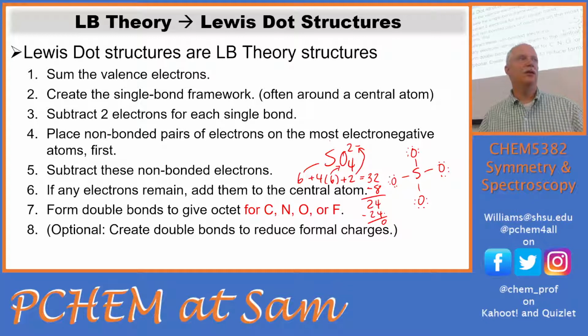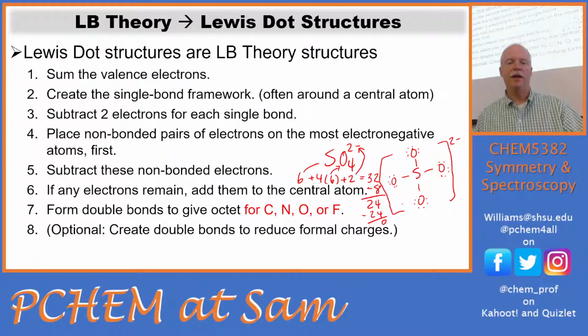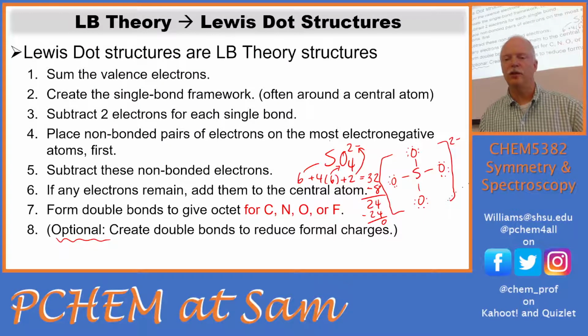Okay, so there's sulfate, Lewis dot structure, freshman chemistry. We could put a bracket around this and call it a 2-, which is nice. And then this bottom part, the optional part, this is what I'm saying, create double bonds to reduce formal charges. So let's look at the formal charges.